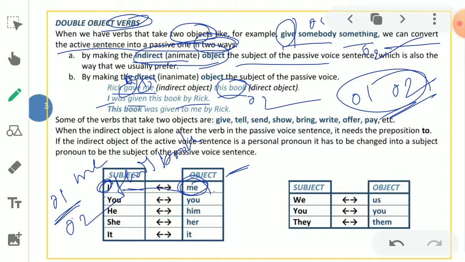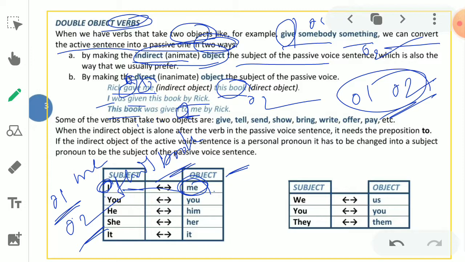Then object 2 is this book. So let me take this book in the place of the subject of passive. This book was, because of the tense, was given. Here this book is singular, that's why was. This book was given to me, but we have to write to.